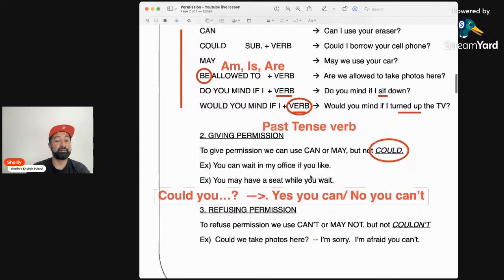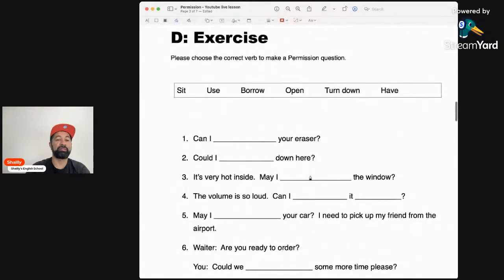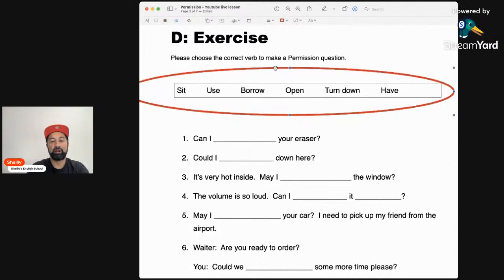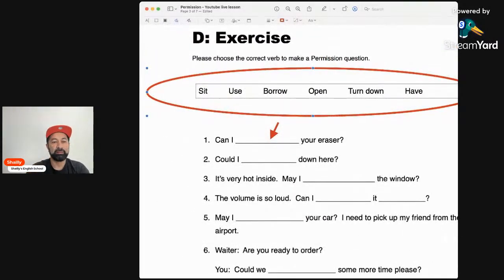So let's practice making some questions. First, we're going to go over a simple exercise. We've got a sentence, a question with a blank space. You need to choose one of the verbs from the top and please put it into the blank space. So number one, it says, "Can I something your eraser?" What verb will you use for this situation? Just leave your answer in the comment section if you know what the correct verb is.